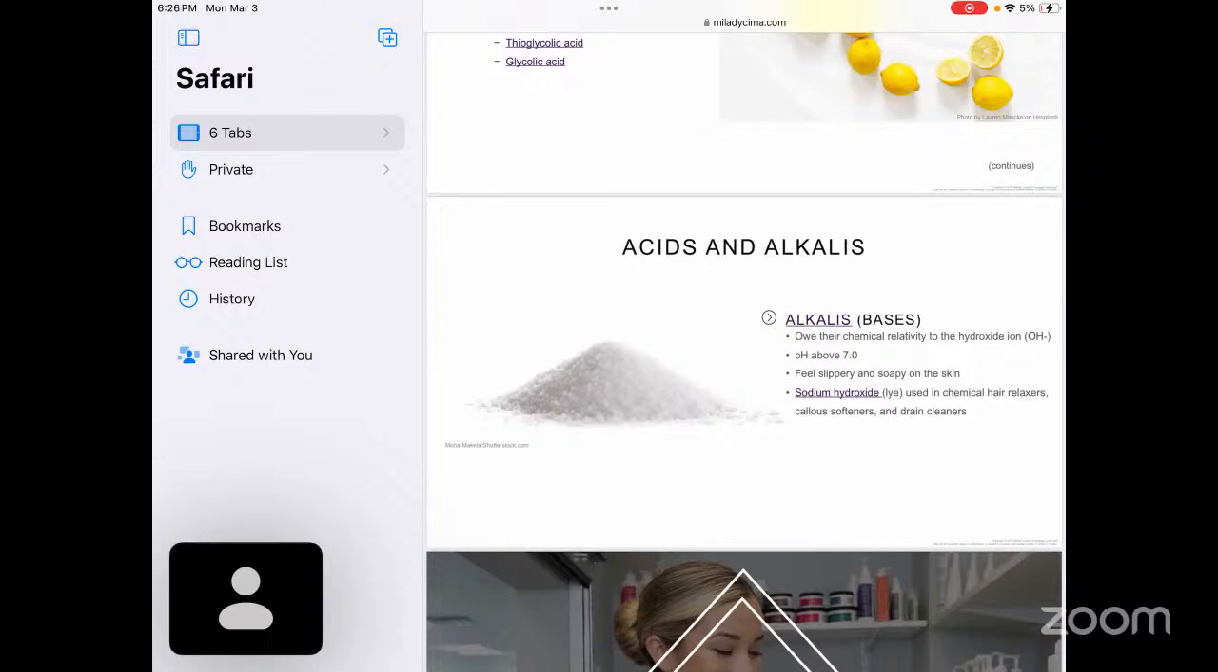So we look at callus softeners. Also, when you look at lye, you look at depilatories, or hair removal products such as Nair. It has an alkaline base like a relaxer. You put the product on the skin, and it pretty much melts or overprocesses the hair, and that's how the hair is removed.